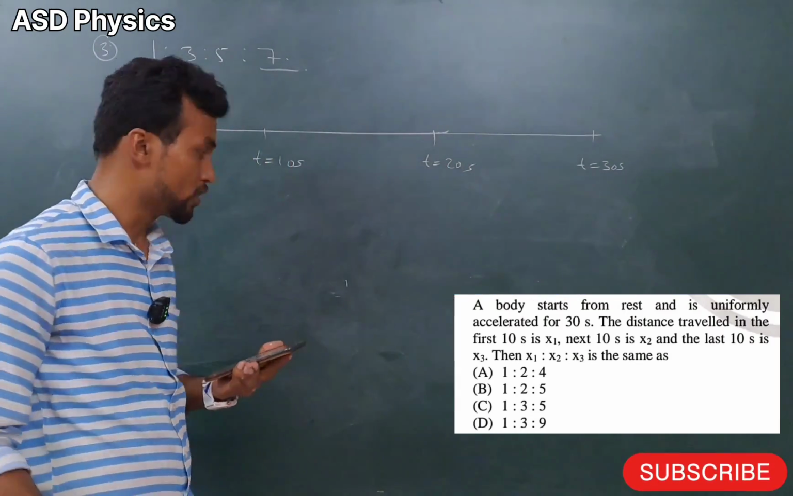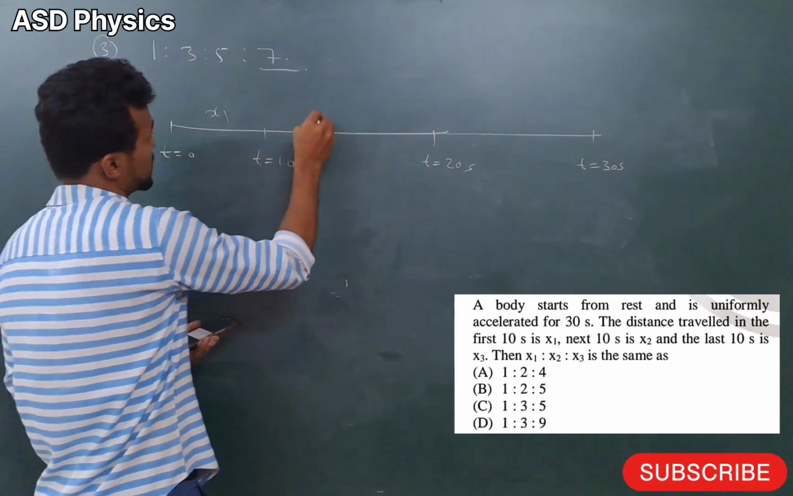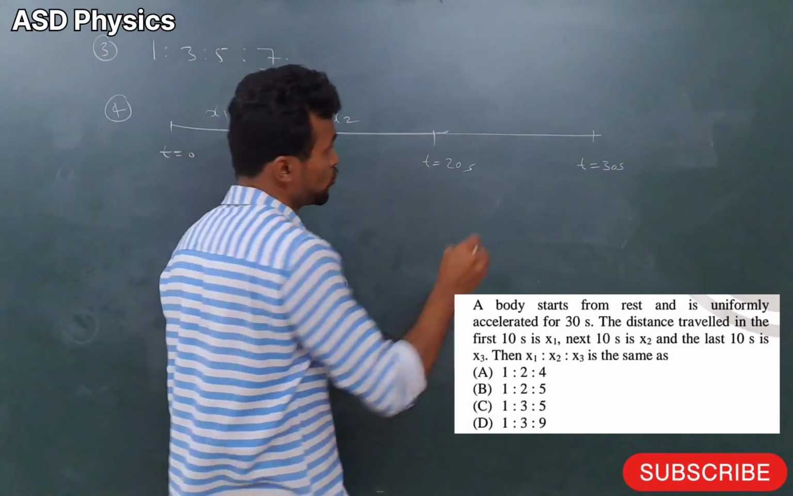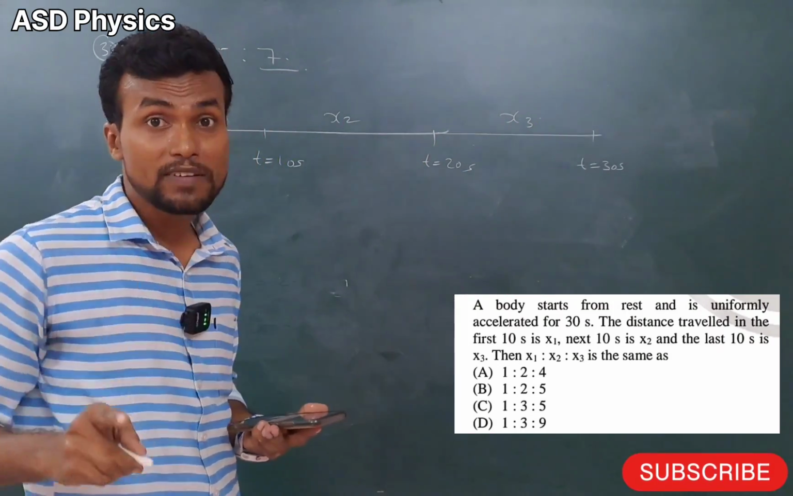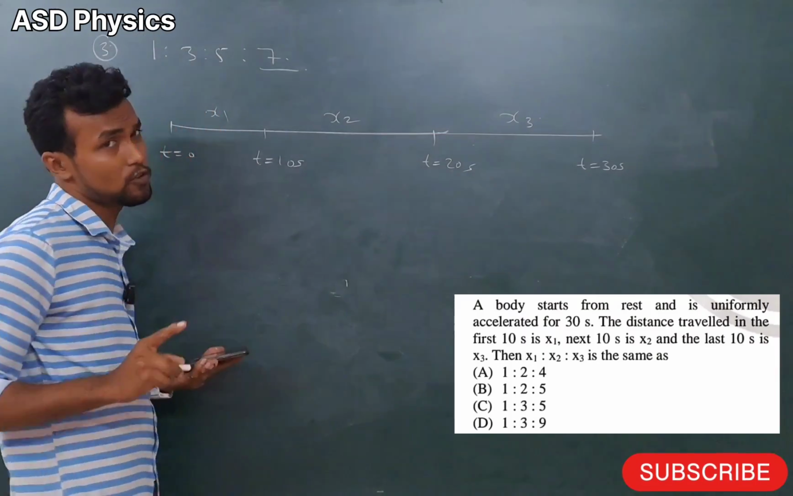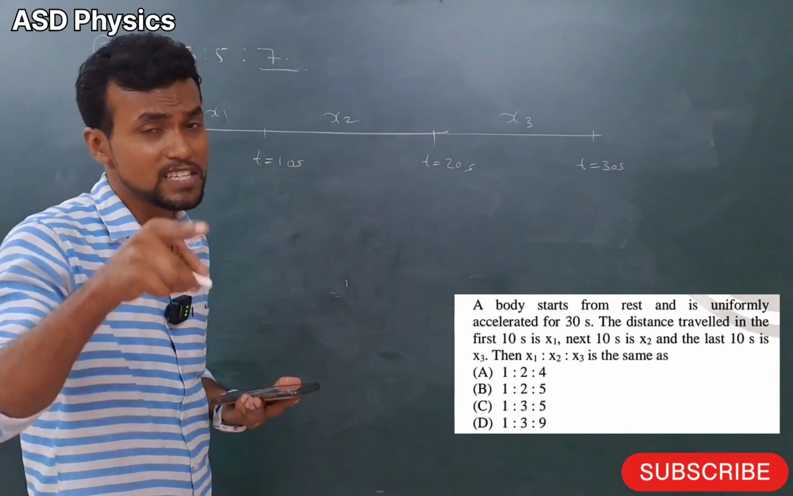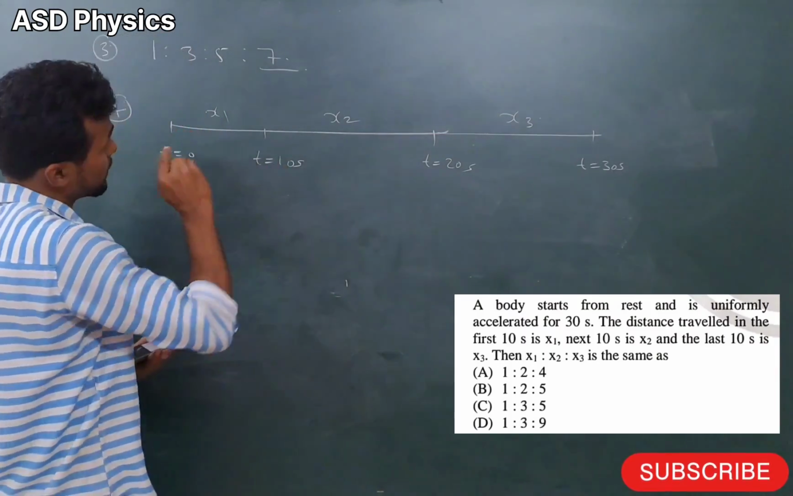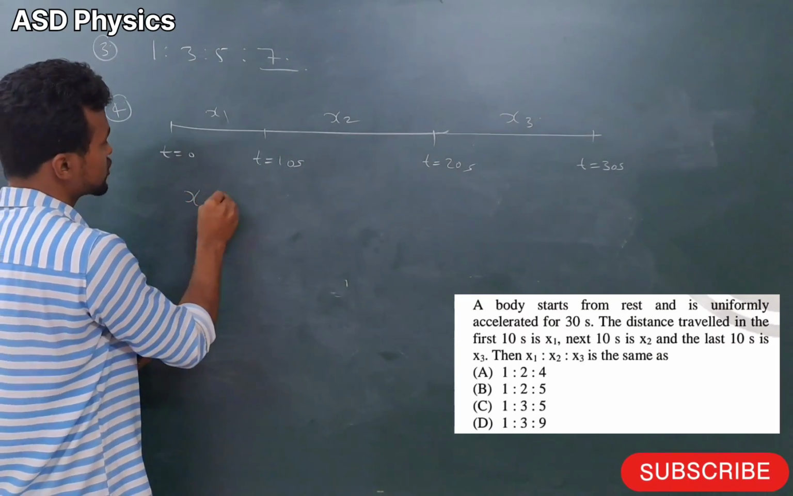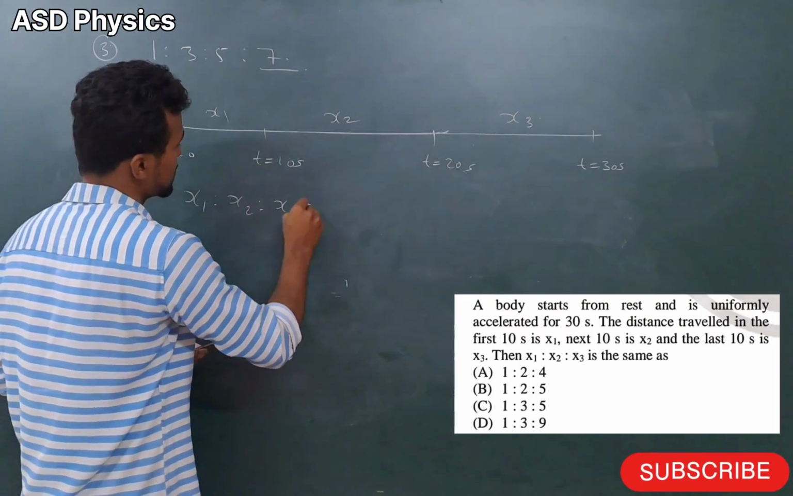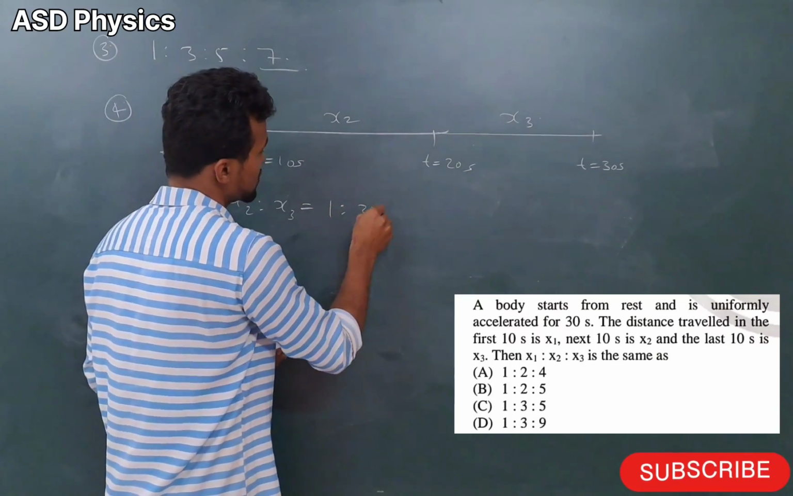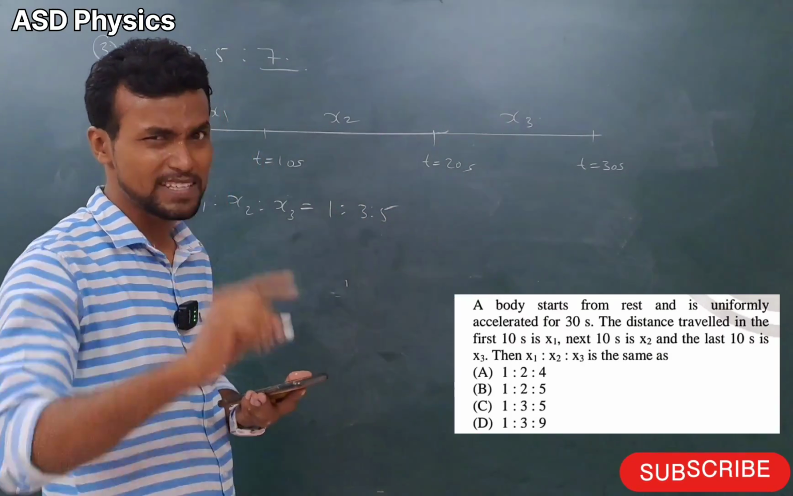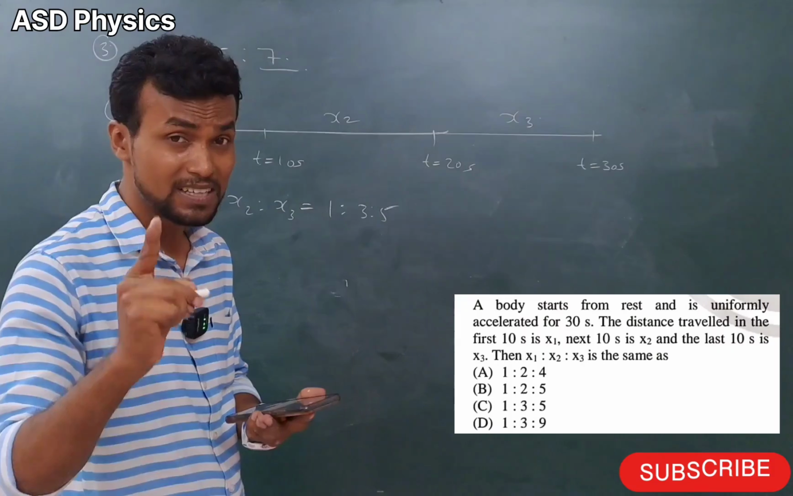Total time is 30 seconds. So, my dear students, first 10 seconds x1, next 10 seconds x2, next 10 seconds x3. Let's check if this law is valid. First, the object should start from rest, u equal to 0, correct. Acceleration uniform, correct. So Galileo's law of odd numbers is valid. So x1, x2, x3 how much? Yes, comment the answers please. It will come 1:3:5. Very easy. Option number C is correct.